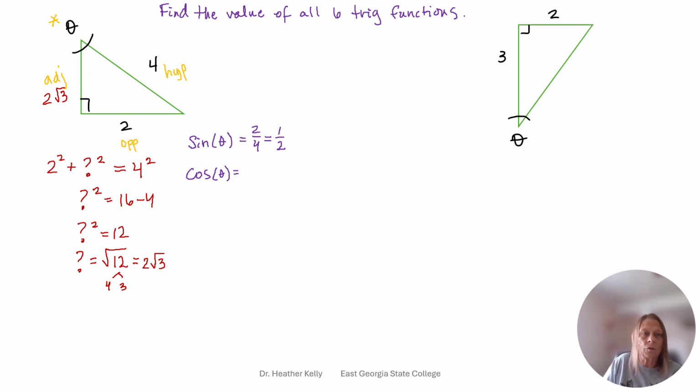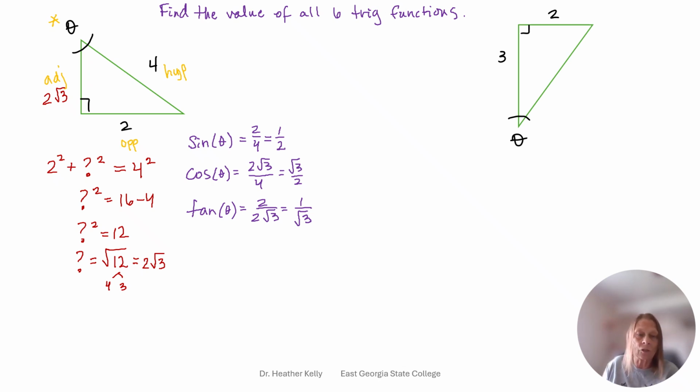Cosine of theta is going to be adjacent, square root of 3, over our hypotenuse 4. Also, simplify this: 3 over 2. Our tangent of theta is going to be our opposite over our adjacent. And this is what I was alluding to a few minutes ago. We cannot have a square root on the bottom. That is not an okay answer. We must rationalize it. So first, let me simplify this: 1 over the square root of 3. And now let's rationalize it.